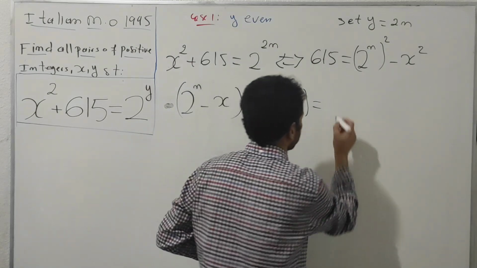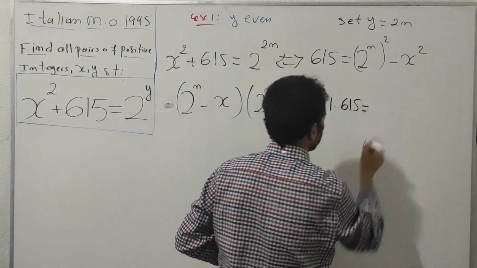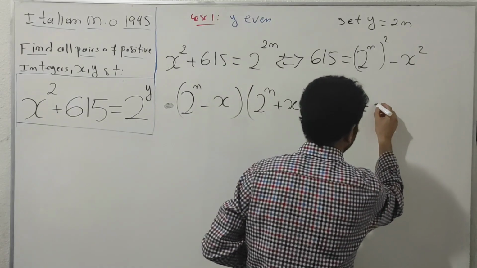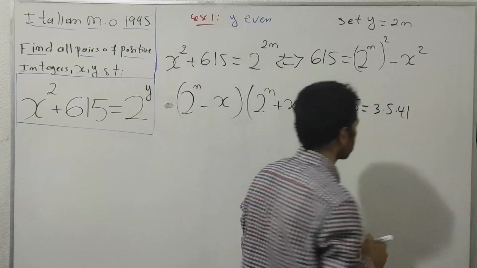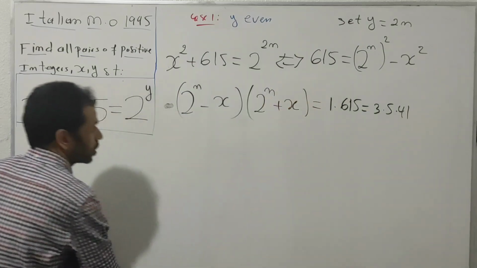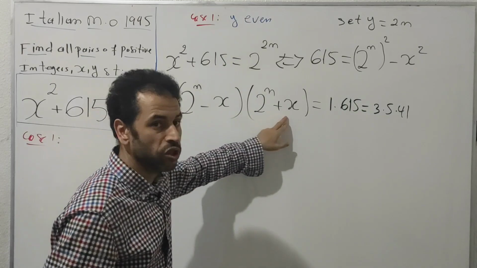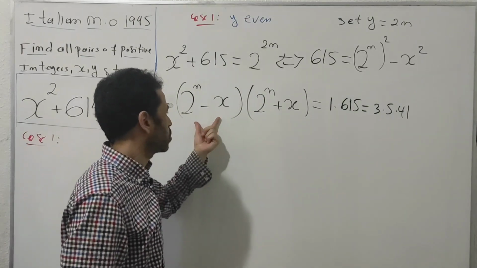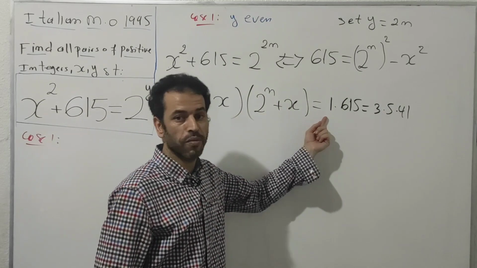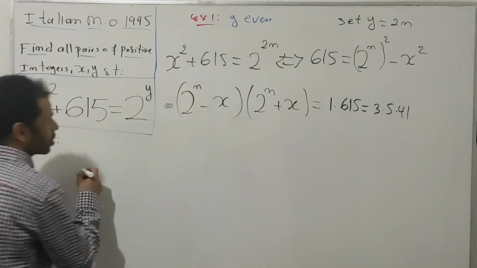615 is the same as 1 multiplied by 615, which is also 3 multiplied by 5 multiplied by 41. Now we'll have four cases. Case number 1: as we know, since we have positive integers, this term is always bigger than this term. That means this term is taking the smaller number, and this term is taking the bigger number.